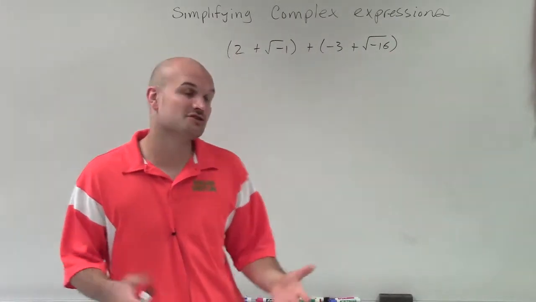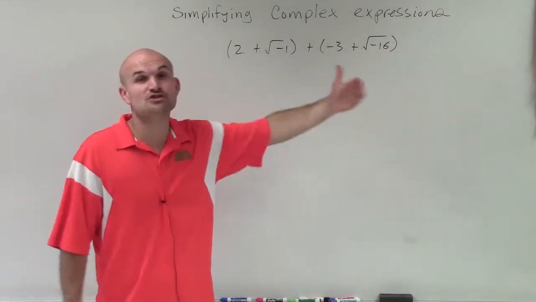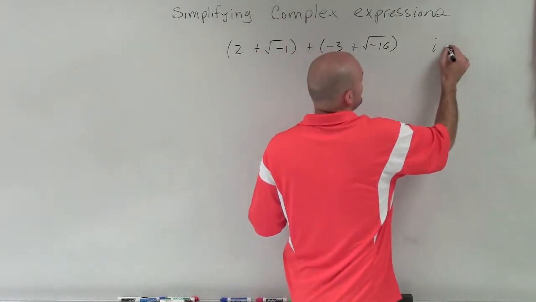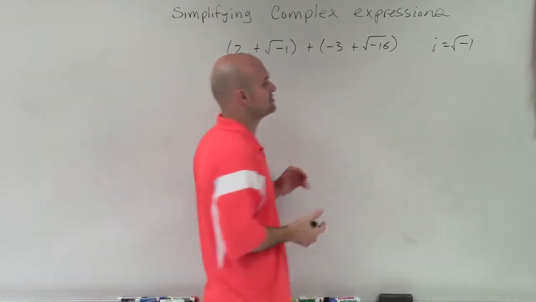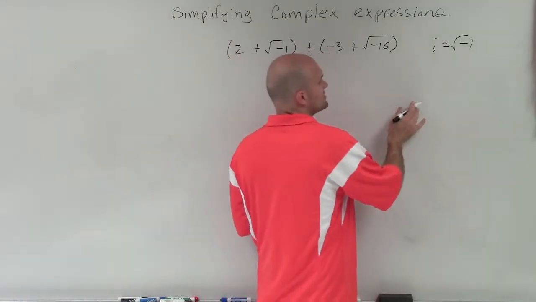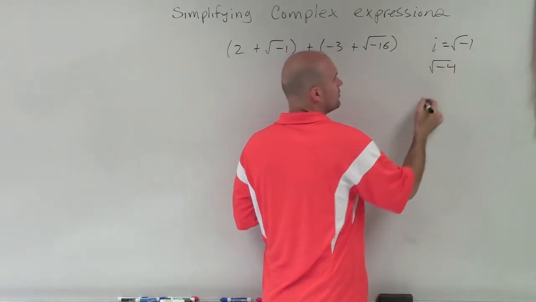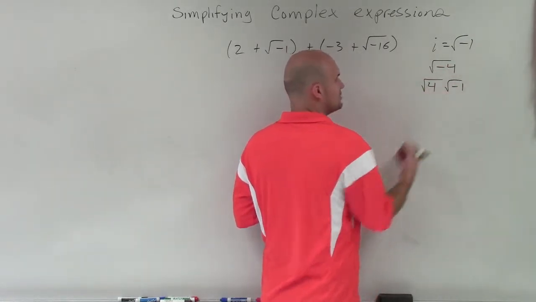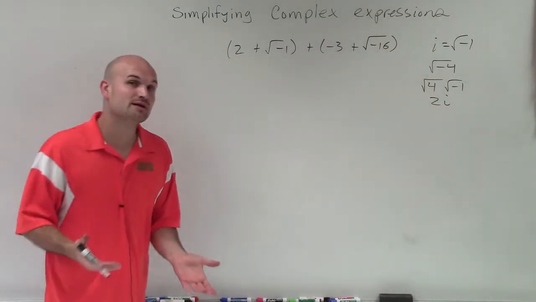So what we're going to have to do is, when we talked about simplifying our numbers using i, remember, when we talked about our imaginary unit i, that represented the square root of negative 1. And just to go over this again real quick, if I had the square root of negative 4, I could rewrite that as a product of the square root of 4 times the square root of negative 1, which would represent 2i.